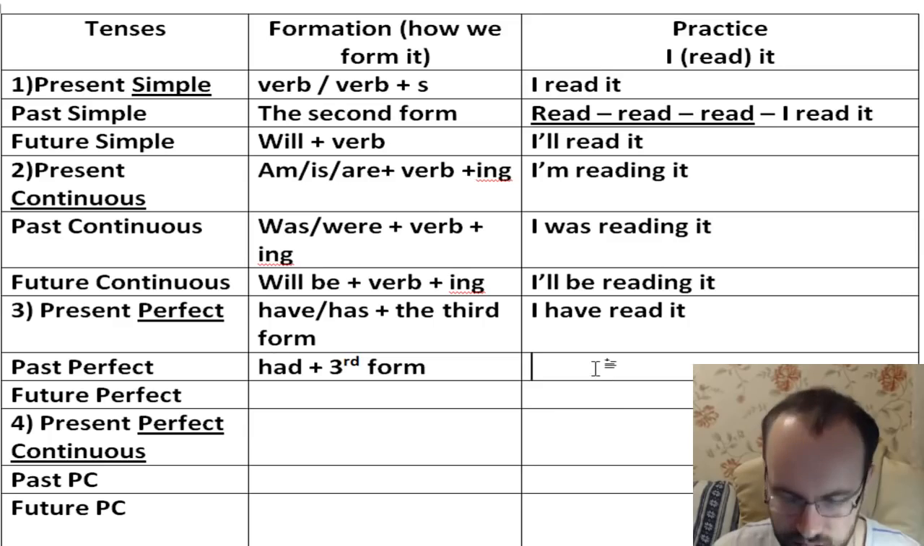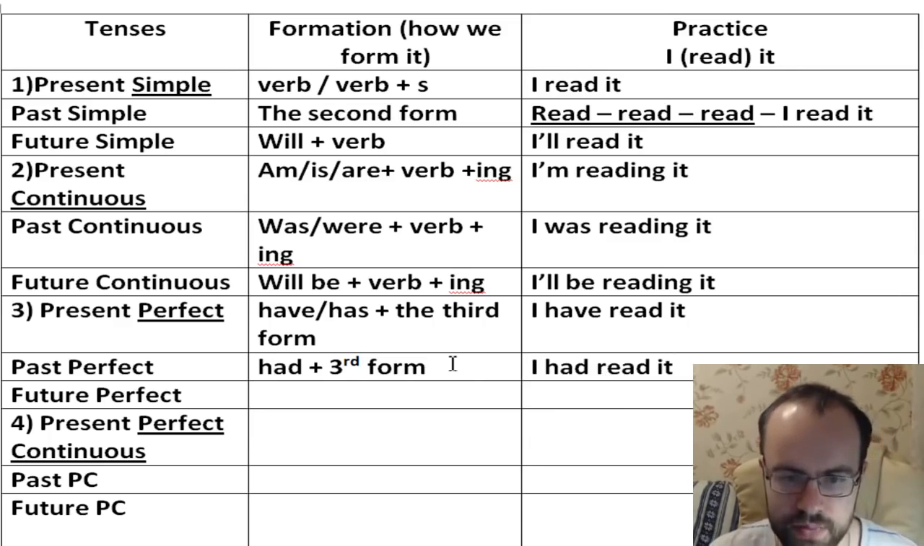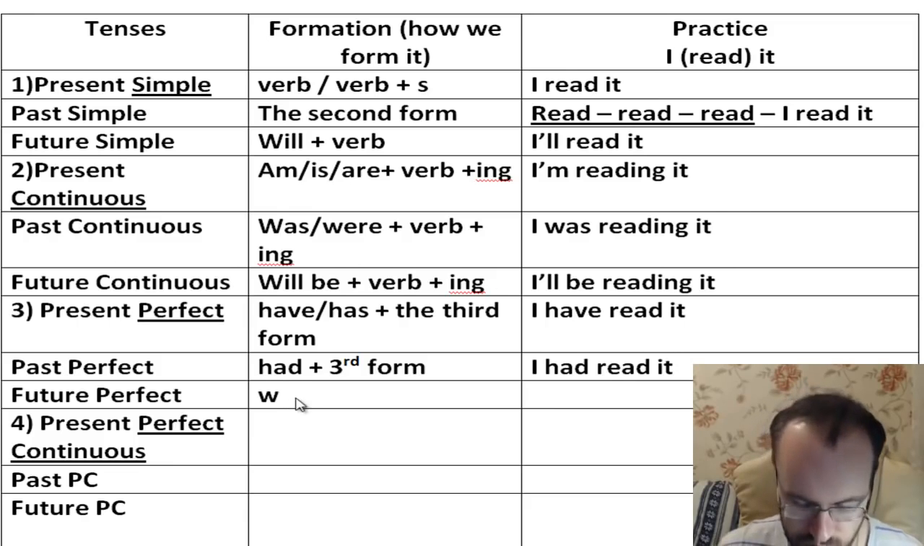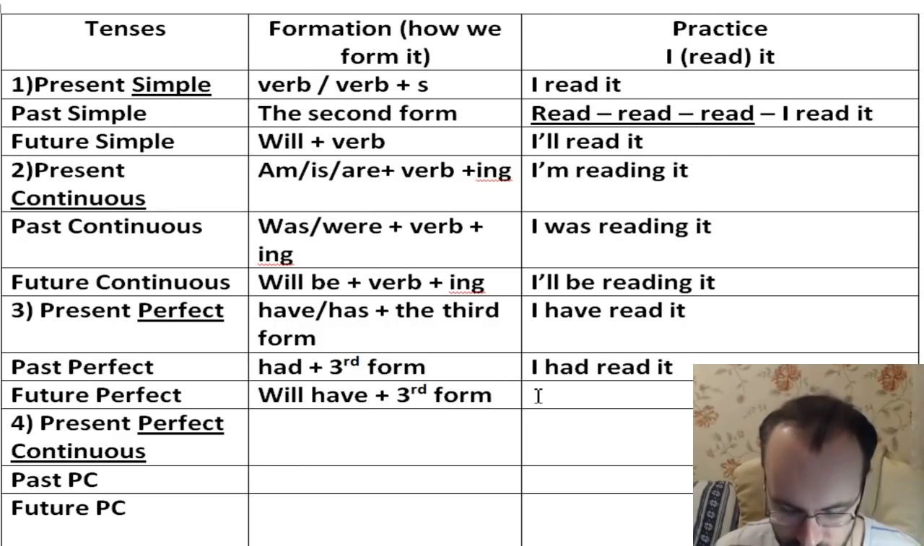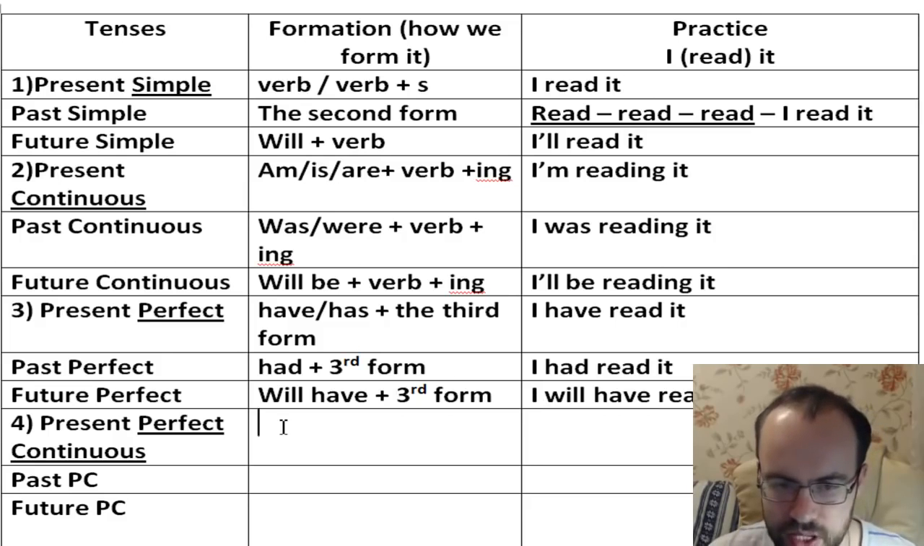So I had read it. Yeah, and you see future perfect. So it's will have plus the third form. And it will be: I will have read it.